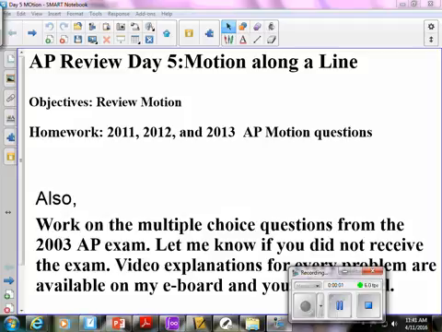Okay, guys, so today, I said there's basically these six topics that are tested on the free response portion of the AP exam, and one of them is motion. So I want to review that with you today, and I want to go over the graphs of the derivative homework that you had last Thursday.